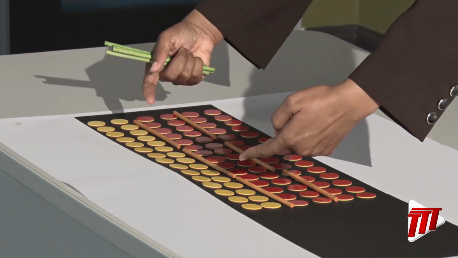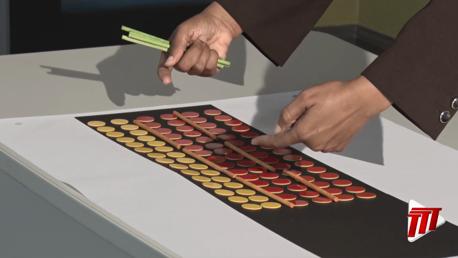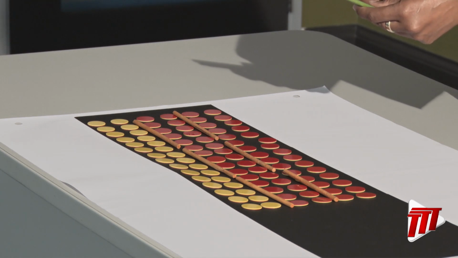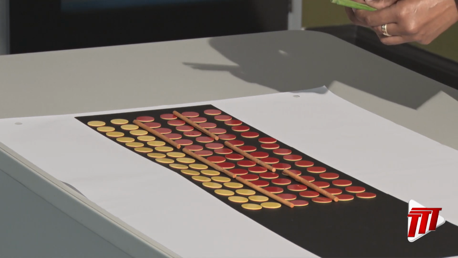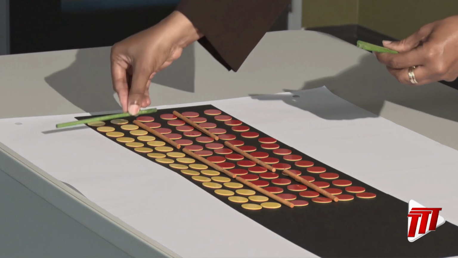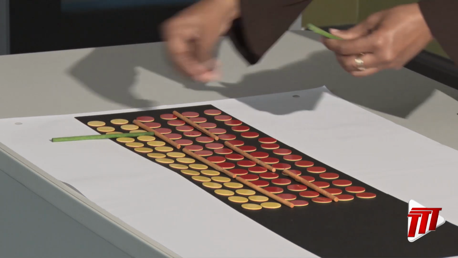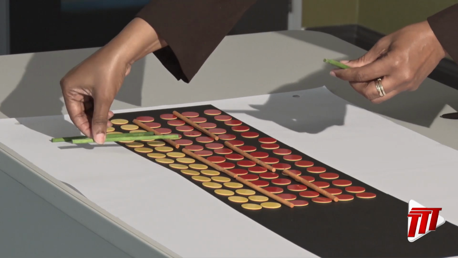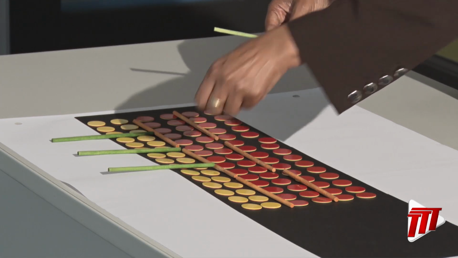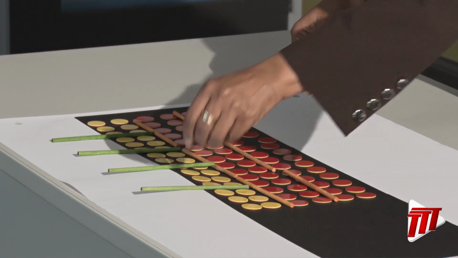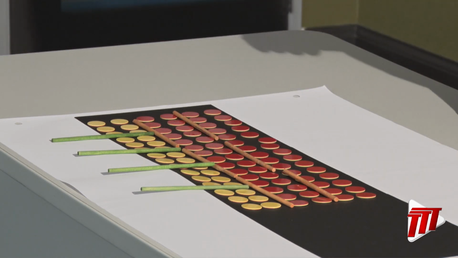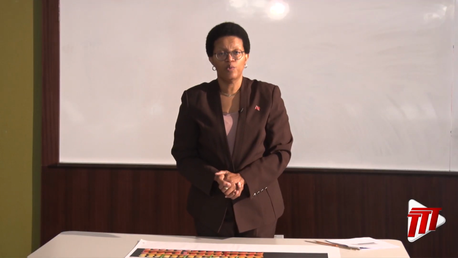Now, the yellow counters will represent the remainder, our 1/3. This needs to be divided into 5 equal parts. We need to get 3/5 of this amount, 3/5 of the remainder. 1, 2, 3, 4, 5. Our remainder has been divided into 5 equal parts.